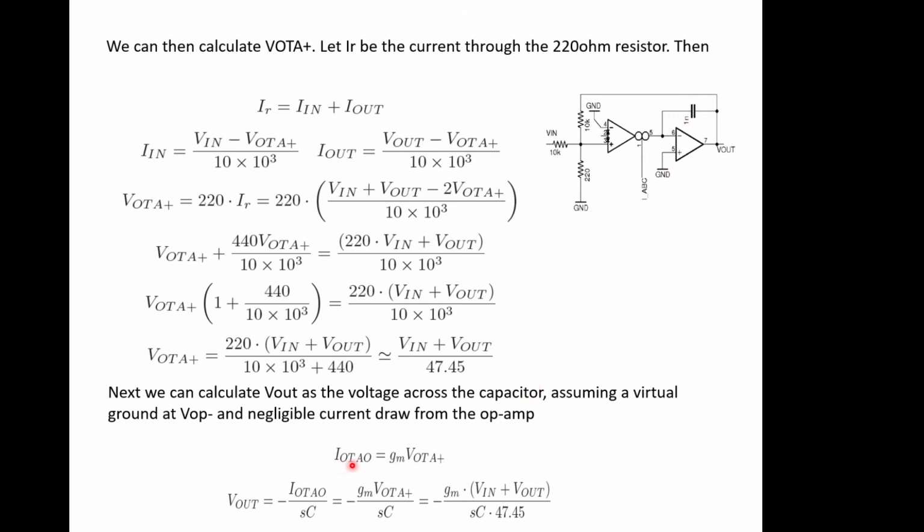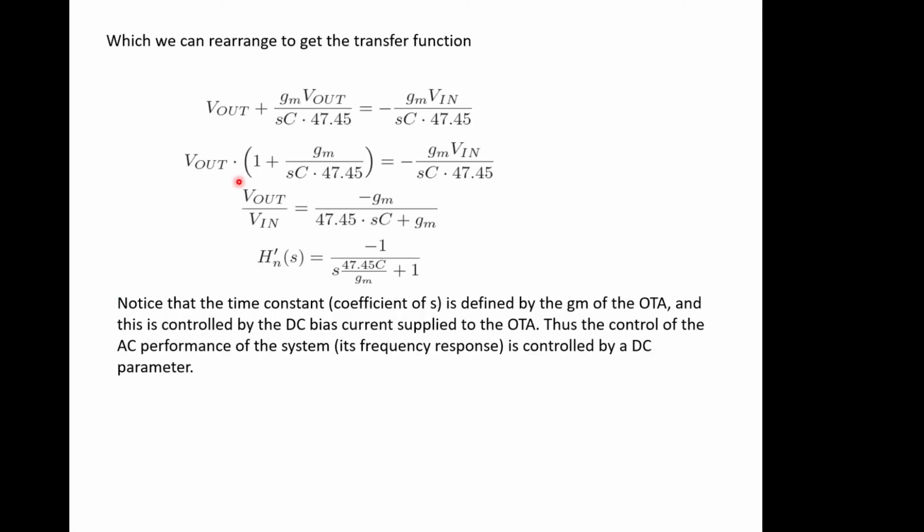So I output current, which is the output from this thing here, is then just GM times V OTA, and from that you can rearrange that to get a transfer function. So it's a fairly standard analysis, not much going on. We just apply the rules that we learned in the first year for nodal analysis. Don't get panicked by it.